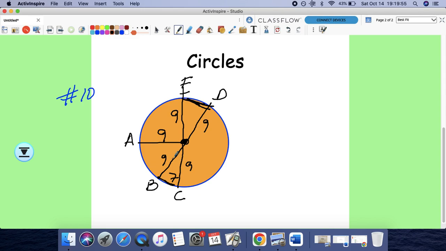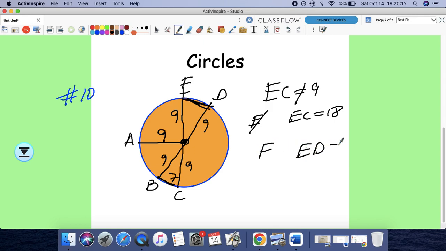EC equals 9 is the first one. That's not true because it should equal 18. E is not true. F says ED equals 9. No, ED is not 9. That's also not true. G, 2 times AO, which would be 2 times 9, equals ED.